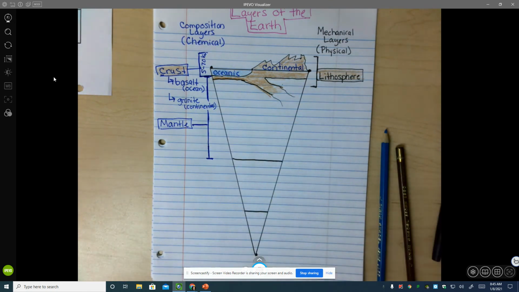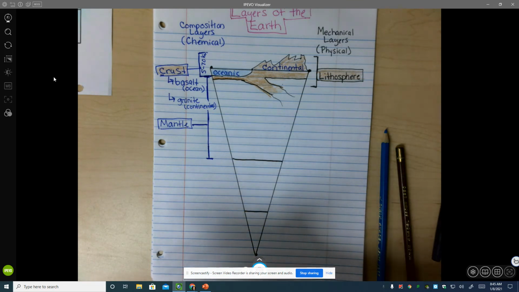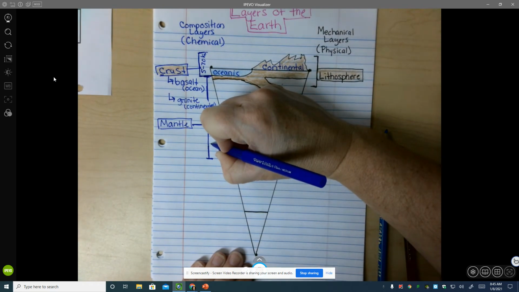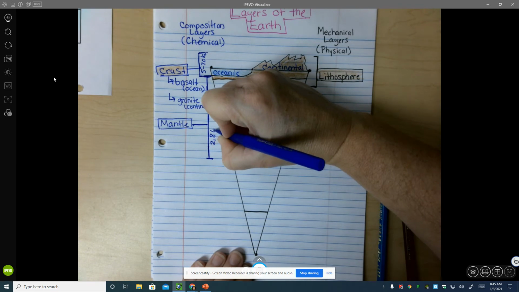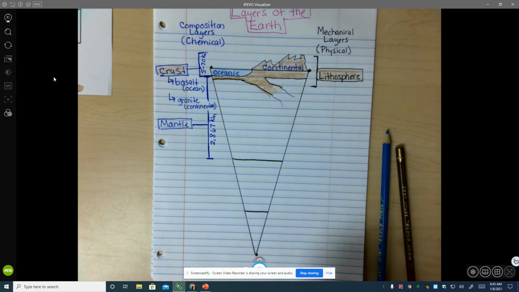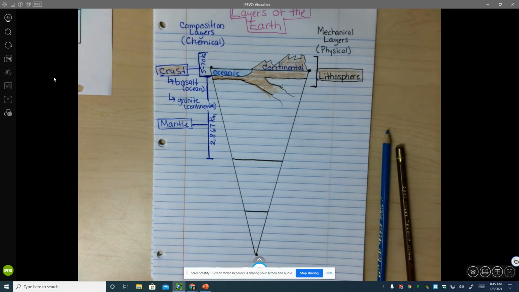The mantle, and everywhere I look, our textbook, online resources, that activity we did yesterday, always give a different number for the thickness of each layer. So I'm going to go with the book, and the book says the mantle is about 2,867 kilometers thick. Okay. I'll zoom in on this again. Did everybody get their lines drawn?